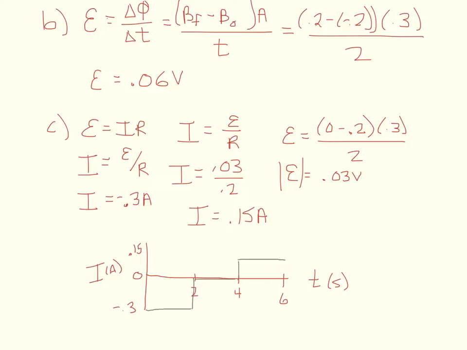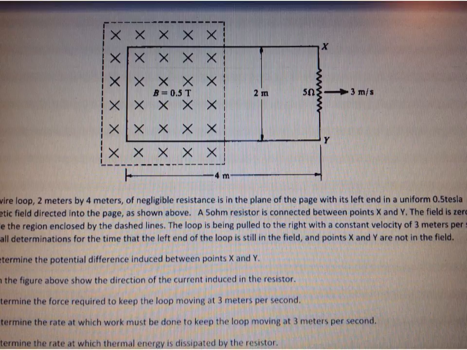And now we're going to move on to the second problem I gave you. Alright guys, so for this problem we have a rectangular loop of wire that has a 5 ohm resistor in it, and we see that the left half of it is currently in a magnetic field of 0.5 Tesla going into the page. Someone is taking that loop of wire and pulling it at a speed of 3 meters per second to the right. For part A, it wants us to determine the potential difference induced between point X and point Y.